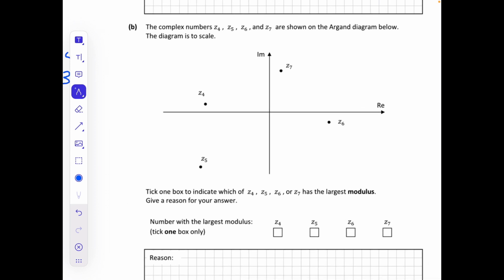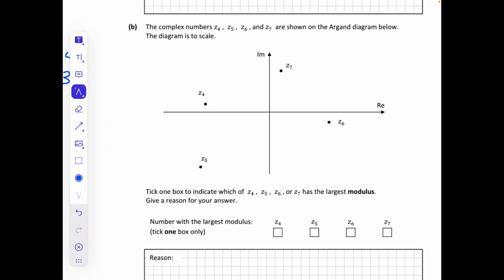Okay, and the last part, part B then. So this really tests our understanding of some of the things that we've applied in this question. The complex numbers Z4, Z5, Z6 and Z7 are shown in the Argand diagram below. The diagram is to scale. Tick one box to indicate which of Z4, 5, 6 or 7 has the largest modulus.